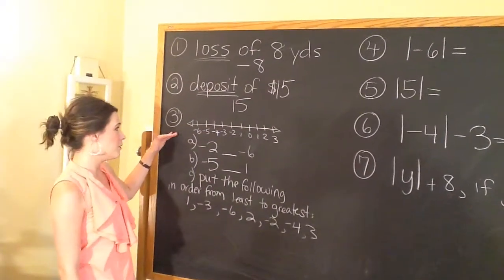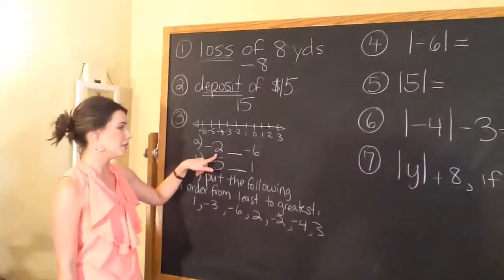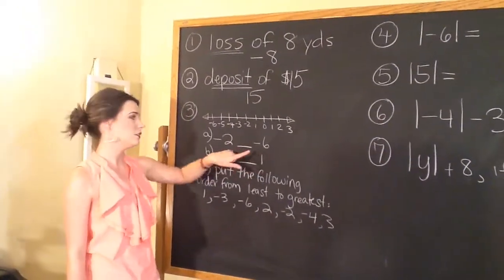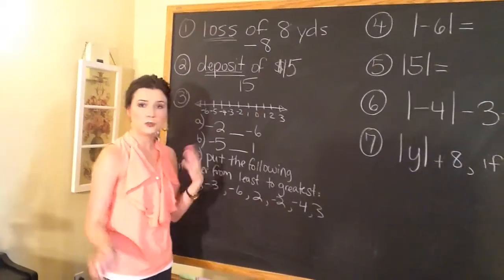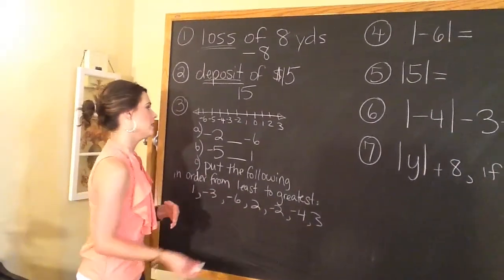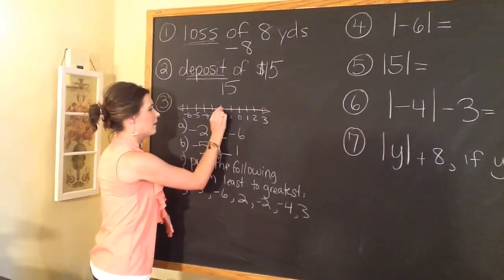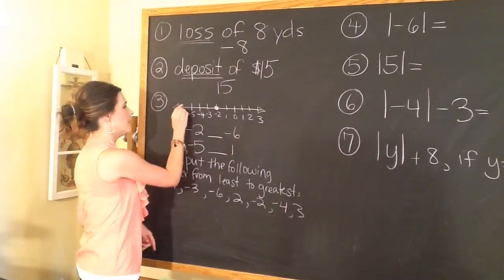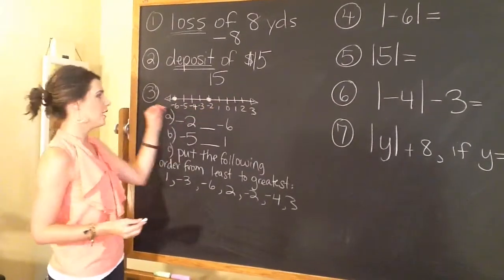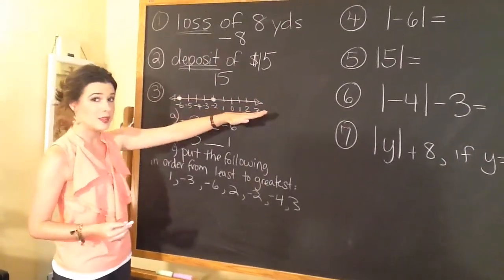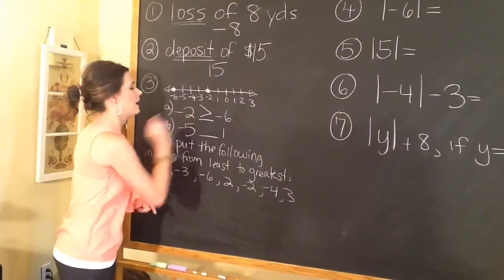Alright, and number 3, we have 3 different parts. On the first part, we are going to look at the numbers -2 and -6. So these two numbers are integers. We're going to find them on the number line and see which one is greater than and which one is less than. So let's go ahead and look at the number line. -2 is right here on the number line, and -6 is right here on the number line. So as you go from left to right, we are growing. So the number that is on the right should be the biggest. So in this case, -2 is greater than -6.